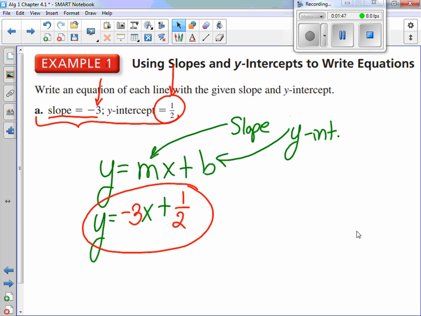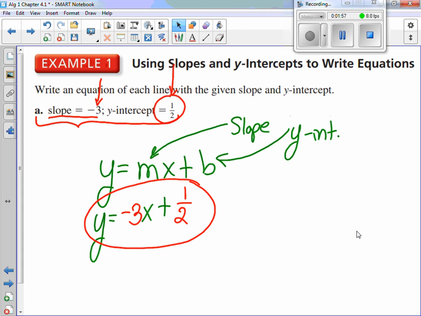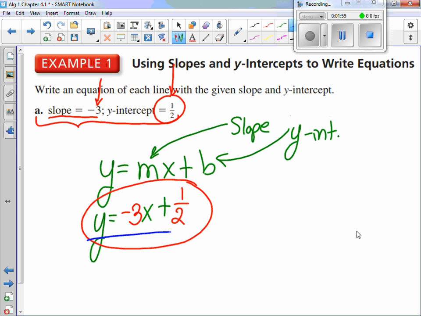And that's it. That's all we have to do for this one. We just need to write the equation. And we have written the equation. That's all we have to do here. Questions on this here?